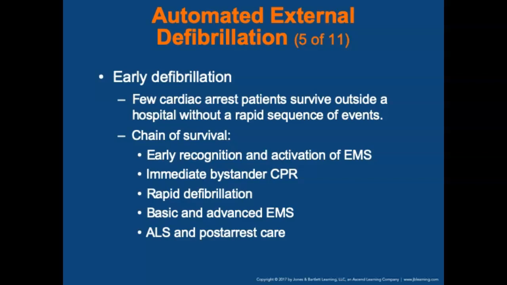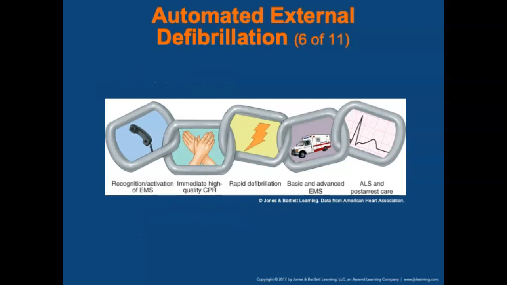So early defibrillation is an essential intervention for patients experiencing cardiac arrest. Few patients who experience cardiac arrest outside of the hospital survive unless a rapid sequence of events takes place. There are links in this chain of survival. There has to be recognition of an early warning sign and immediate activation of EMS. Then immediate CPR with emphasis on high quality chest compressions needs to be performed. Then rapid defibrillation with an AED, basic and advanced EMS, and advanced life support and post cardiac arrest care should be used. This figure on the slide illustrates the five links in the cardiac chain of survival.